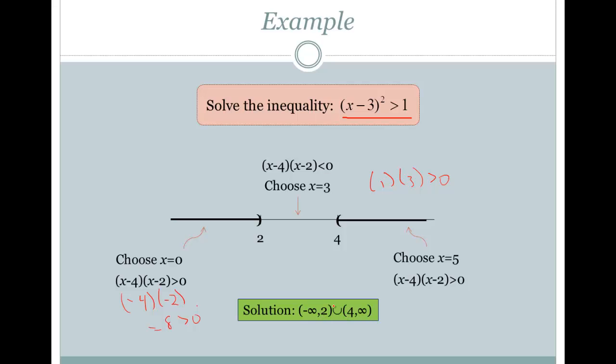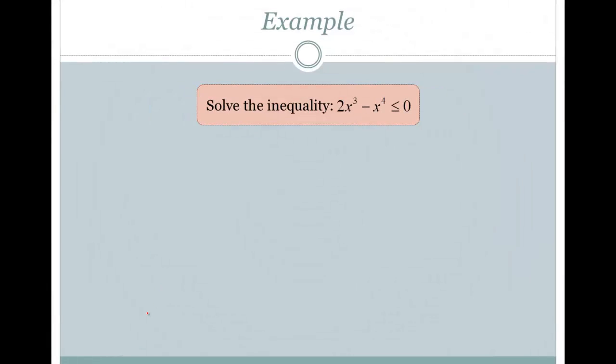And note, these open brackets mean that we do not include 4 and 2. If I wanted to include the 4 and the 2, I would have to use a closed bracket like that. Okay? All right, and we didn't do that here. So the open brackets mean they were not included. Let's look at another example.